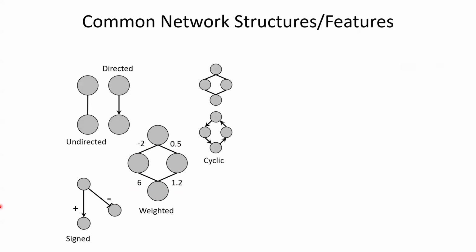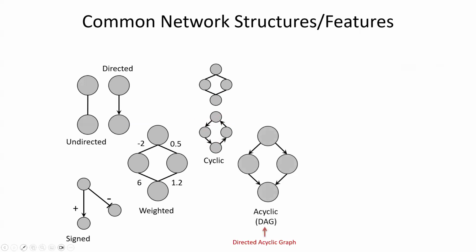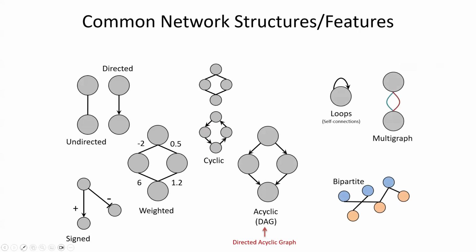There can also be cycles in networks, and these are important network features. In the context of an undirected graph, you just look for simple loops. In a directed network, this will go in a cycle, a circle like this. This leads us to the idea of an acyclic graph. And in the context of a directed network, this is often referred to as a DAG or a directed acyclic graph.